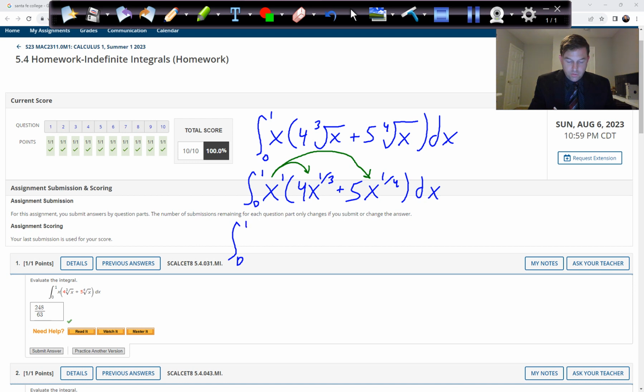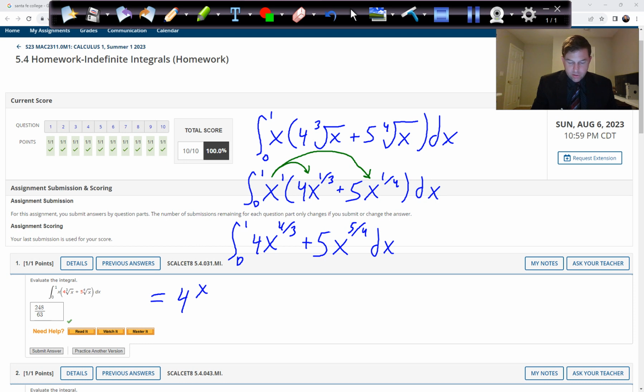So this will go 0, 1. This will become 4x to the 1 plus 1/3. 1 is really 3/3, plus 1/3 would be 4/3. Then we get plus 5, distributing this x to the first into x to the 1/4. It would be 1 plus a fourth, which is 5/4. And, oops, I forgot the x. This is x to the 5/4, dx.